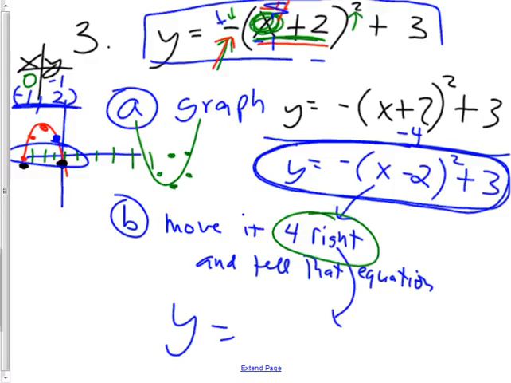I didn't say you had to, but if you had to, it wouldn't be too hard because we just have to move it 4 to the right. So we would take our parabola here and move it 4 to the right, which would be pretty easy.